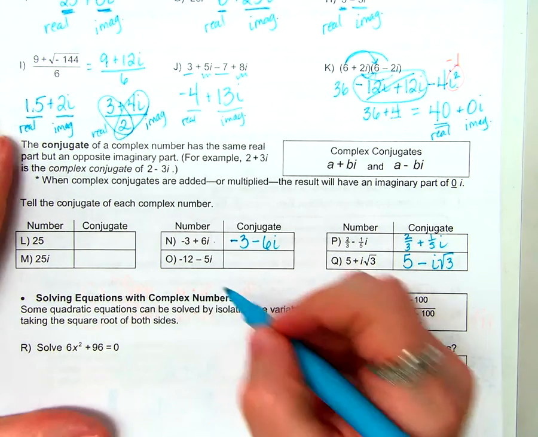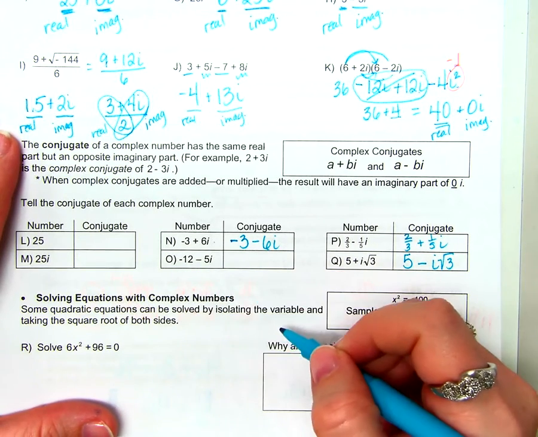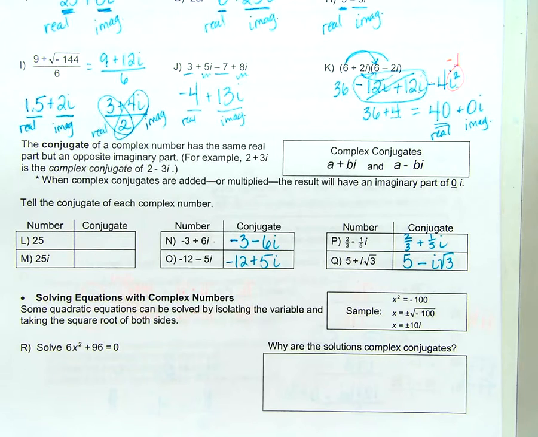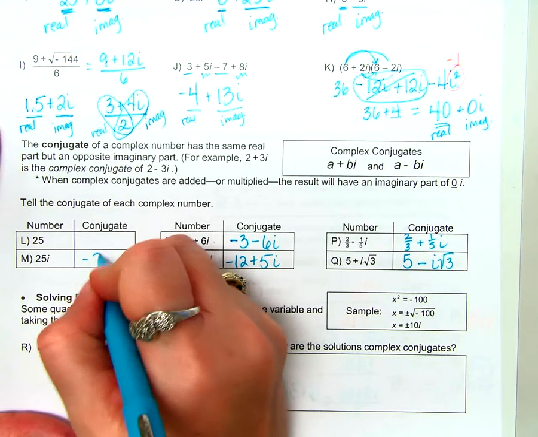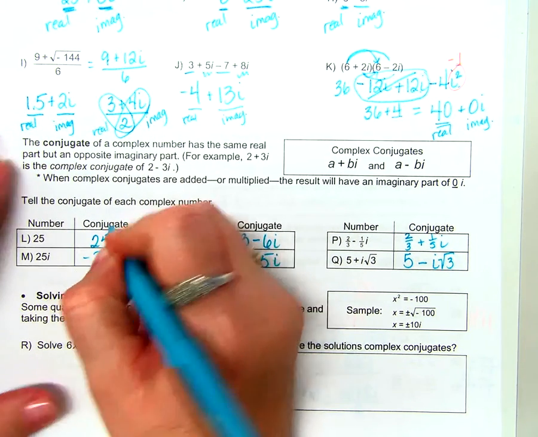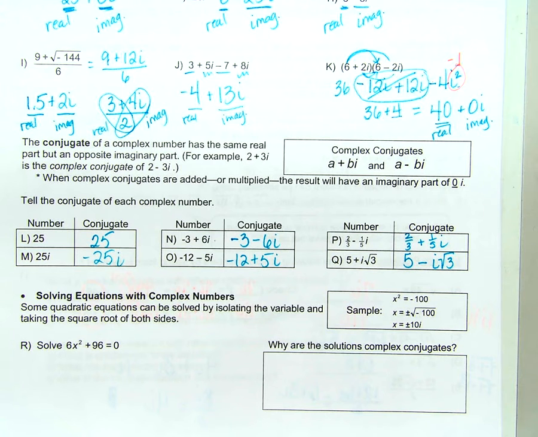Tell me what O is. Negative 12 plus 5i. Tell me what M is. Negative 25i. Does anybody have any idea what L is? 25 minus 0i. Is it just 25? It's just 25. If we put anything in there, yes, it would be a 0i, but we don't. There's no sign to change there, so we can just leave it 25 because it's the real part. The real part stays the same.